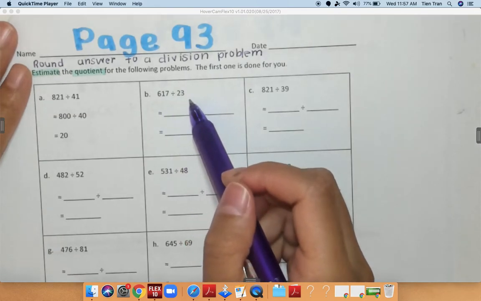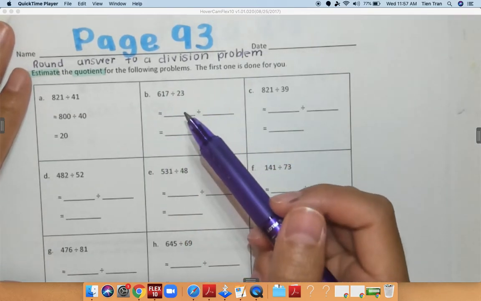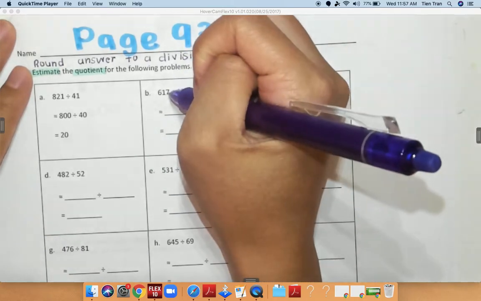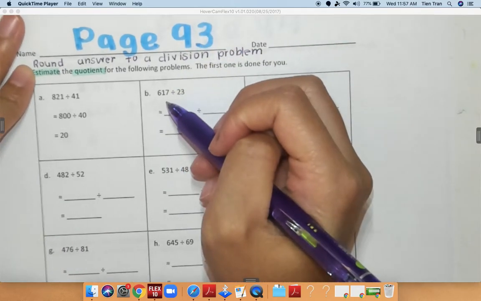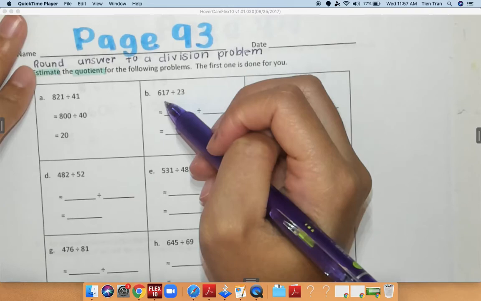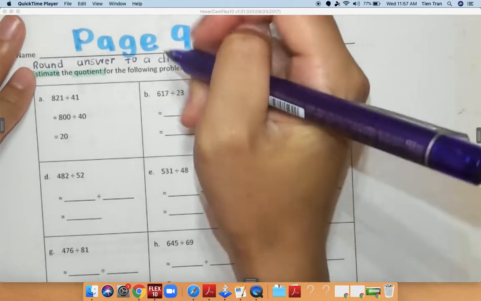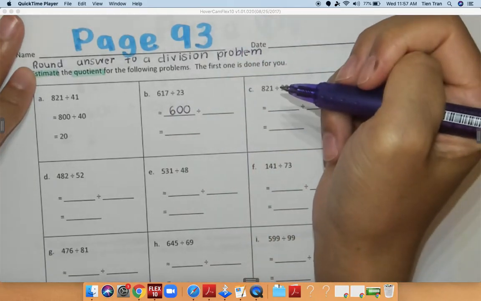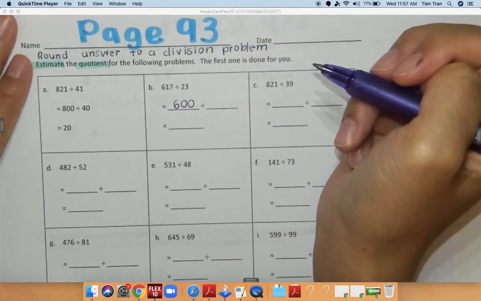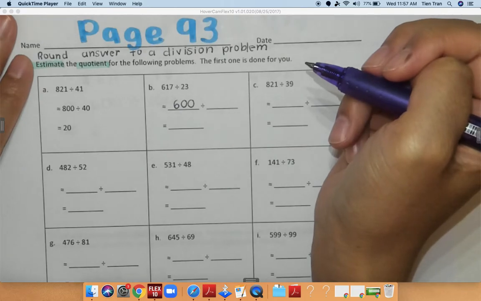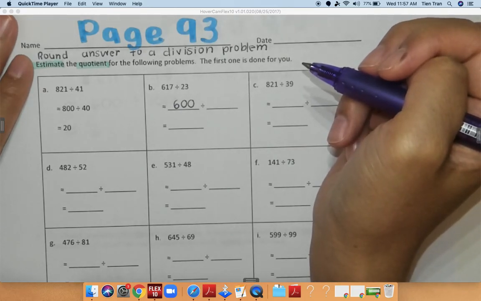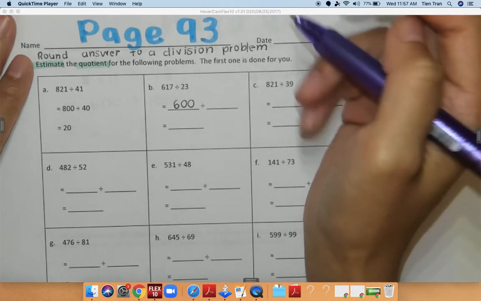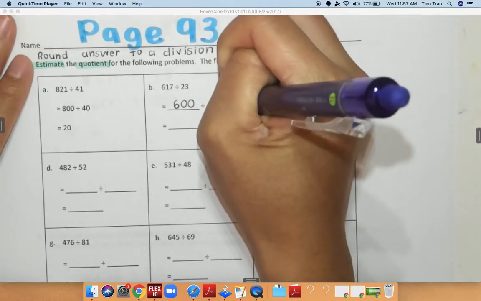617 divided by 23. If I were to look at this number, I would round 617 and think, is 617 closer to 600 or is it closer to 700? 617 is closer to 600, so I'm rounding down 600. Is 23 closer to 20 or is it closer to 30? 23 is closer to 20 because it's only 3 numbers away from 20, so I'm rounding down 20.